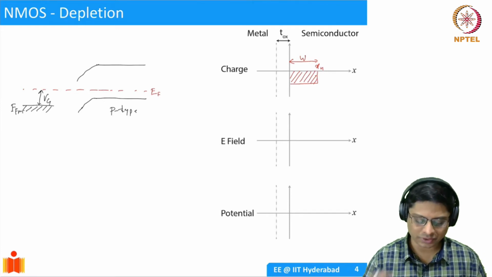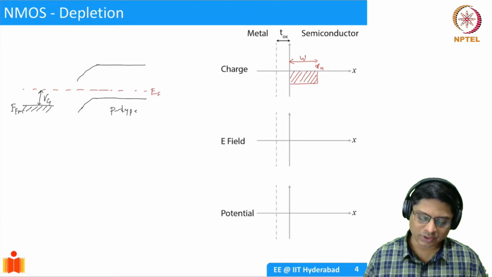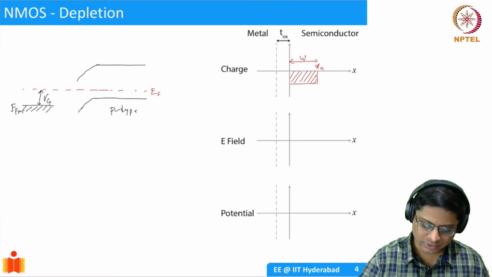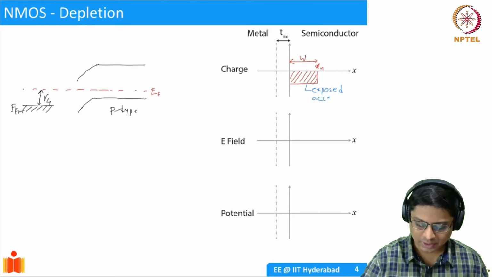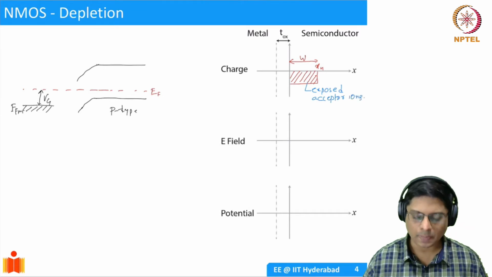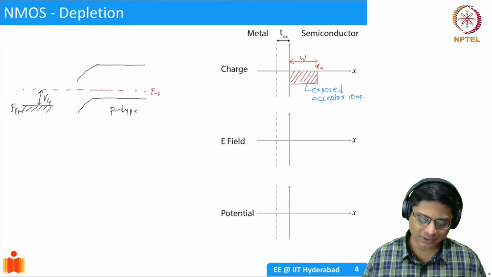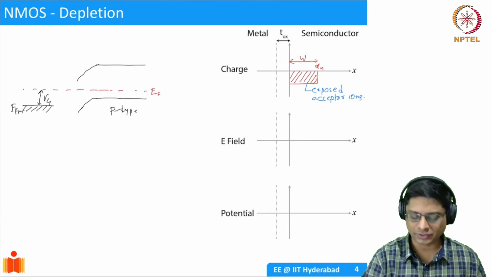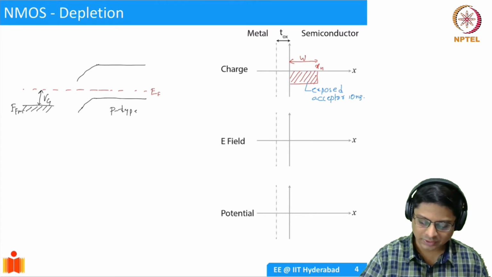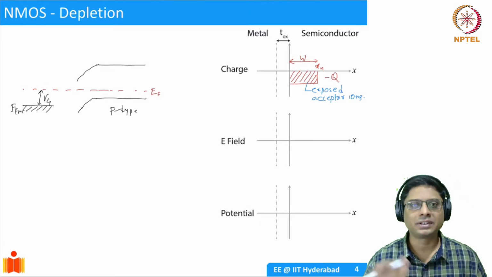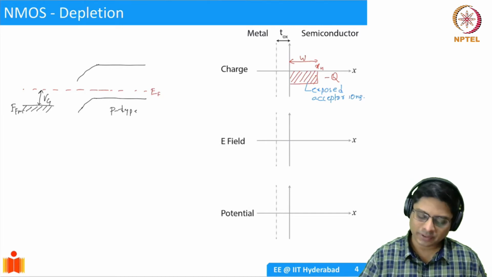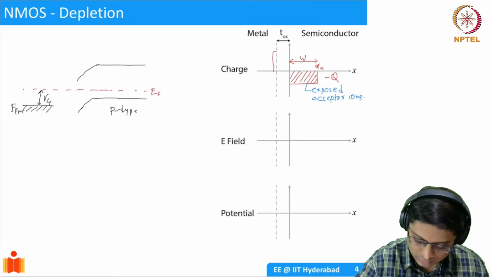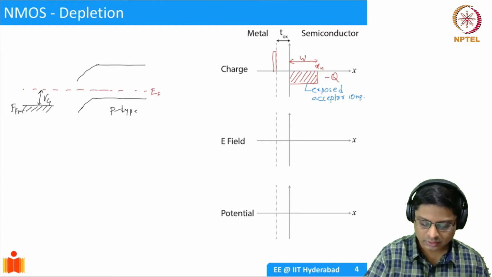That's the depletion approximation. We have seen this already. Because it's acceptor ions which are pushed away, this is basically exposed acceptor ions. And now what happens when you have these exposed acceptor ions in a capacitive kind of structure? There has to be an opposite charge on the other side. So if this was minus Q, there should be a plus Q. And where will that plus Q be? As in the previous case, it has to be right at the interface. This is your balancing charge. So this is going to be plus Q.